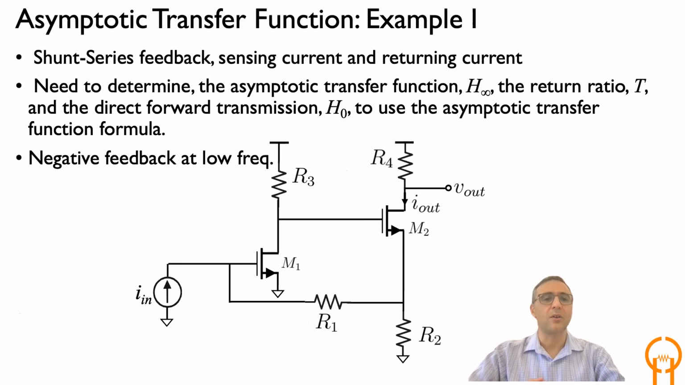Consider the following shunt-series feedback network, which senses the output current and returns a current to the input. We know that we need to determine three parameters to determine the exact transfer function: H infinity, the asymptotic transfer function, the return ratio T, and the direct forward transmission H naught. And whenever we try to apply this asymptotic equality principle, we first have to check that the feedback is indeed negative feedback at low frequencies.